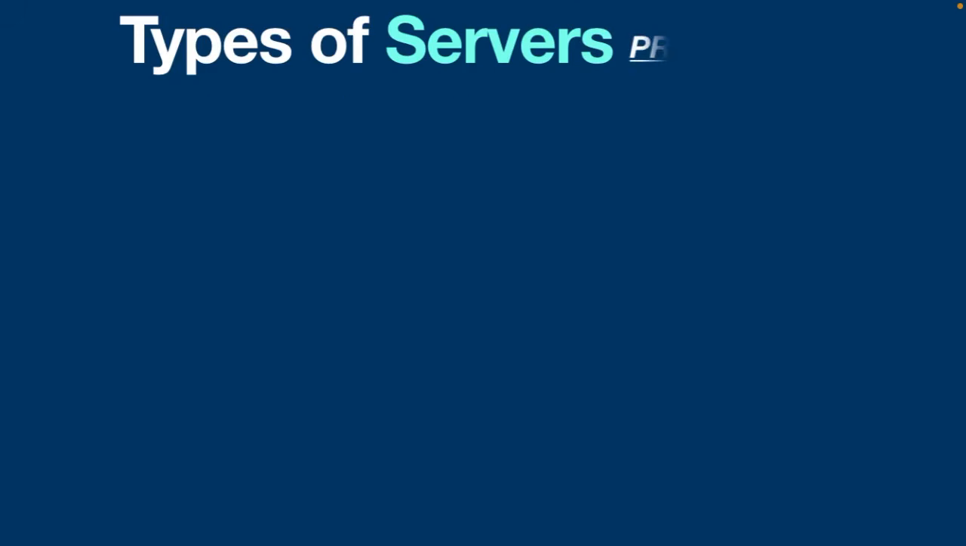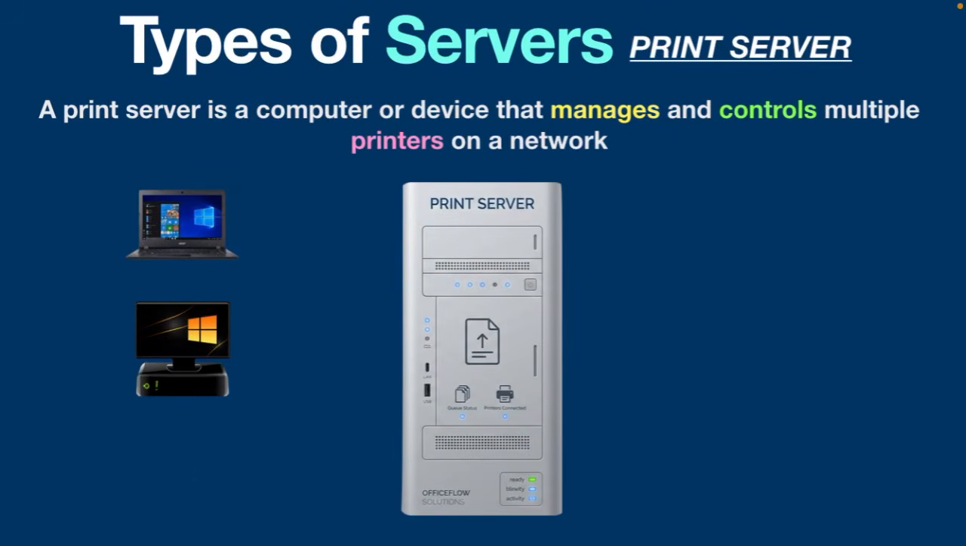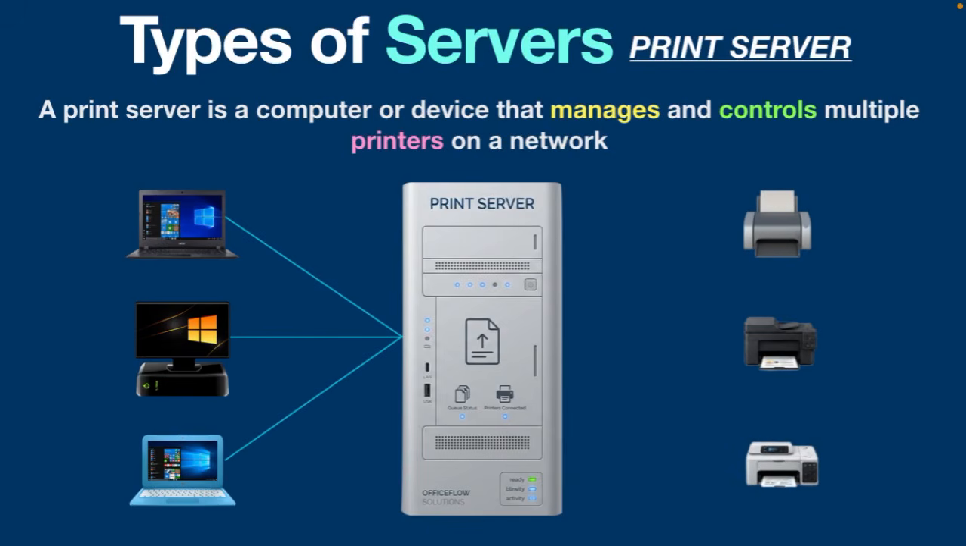Finally, the last one, print server. A print server is a computer or device that manages and controls multiple printers on a network, allowing different users to send print jobs from their computers to a shared printer. Instead of connecting directly to each printer, users send their documents to the print server, which organizes the print queue, handles permissions, and sends jobs to the correct printer in order. This makes printing more efficient, especially in offices or schools, and helps reduce confusion by centralizing printer management in one place. Windows Print Server is the best example.